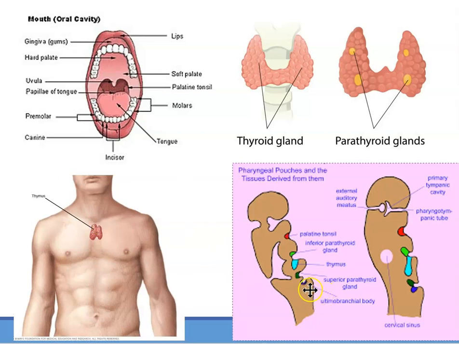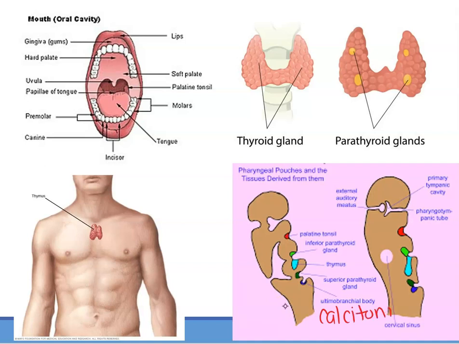The fifth pouch, which is right here, is the ultimobranchial body. And really, it's just a gland found at the very bottom of your neck, and it makes a hormone. The hormone is called calcitonin. I'm going to write this down because you probably need to know this for a test.